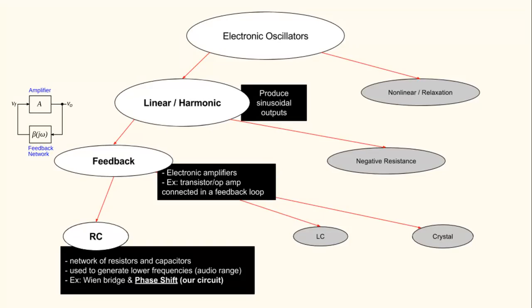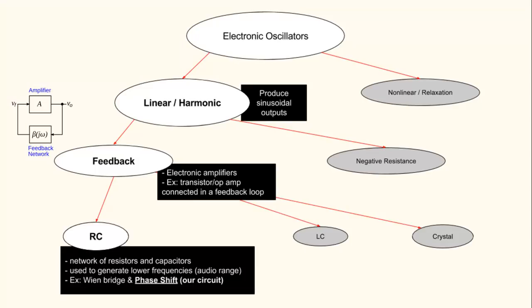So now that you have a general idea of what an oscillator is, this tree shows you how different kinds of oscillators are categorized and where phase shift oscillators fall into this. So just starting off with basic electronic oscillators, those can break down into linear harmonic oscillators or nonlinear relaxation oscillators. Linear harmonic oscillators produce sinusoidal outputs, and then those can break down into feedback and negative resistance oscillators. We're going to focus on feedback oscillators, and those can be transistors or op amps, and they're usually connected in feedback loops, just like the picture on the left.